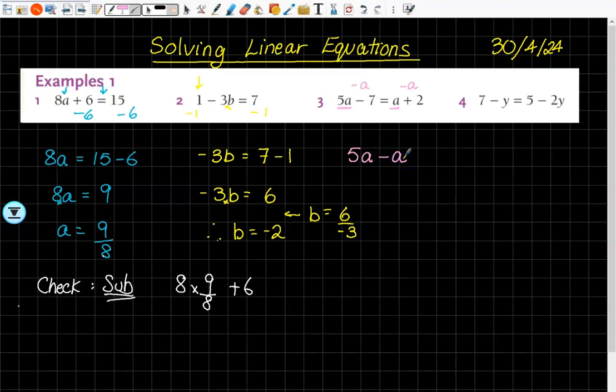Does that make sense? On this side, I've got the 2. That's okay. I want to keep the 2 there. But this 7 has got to go. I don't like that 7. It's got to go. So we look in front of the 7. It's a negative 7. So how am I going to get rid of a take 7? Plus 7. So I'm going to add 7 to this side, which means I have to add 7 to the other side.